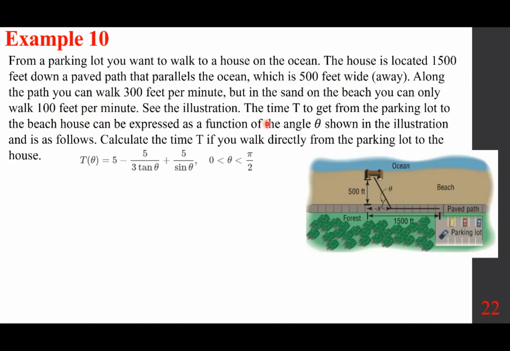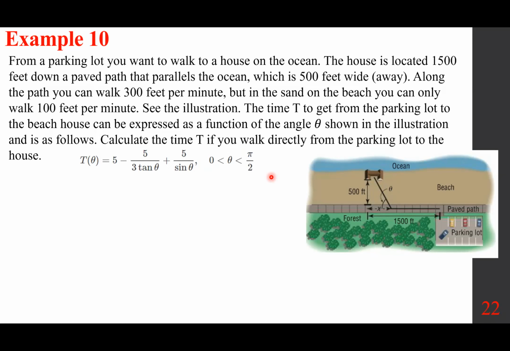And here's the illustration. The time t to get from the parking lot to the beach house can be expressed as a function of angle theta, this angle, shown in the illustration. Calculate the time if you walk directly from the parking lot to the house. And so we have this formula. The time it takes is 5 minus 5 over 3 tan theta plus 5 over sine theta. They have given us this one, where theta is obviously in the first quadrant between 0 and pi over 2. So we want to look at this and find the values that we are looking for.